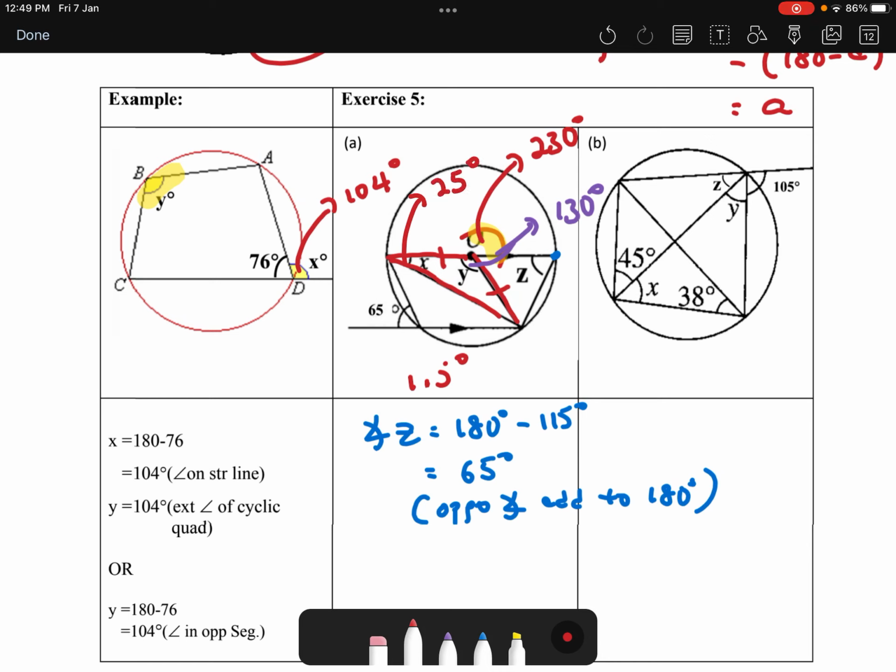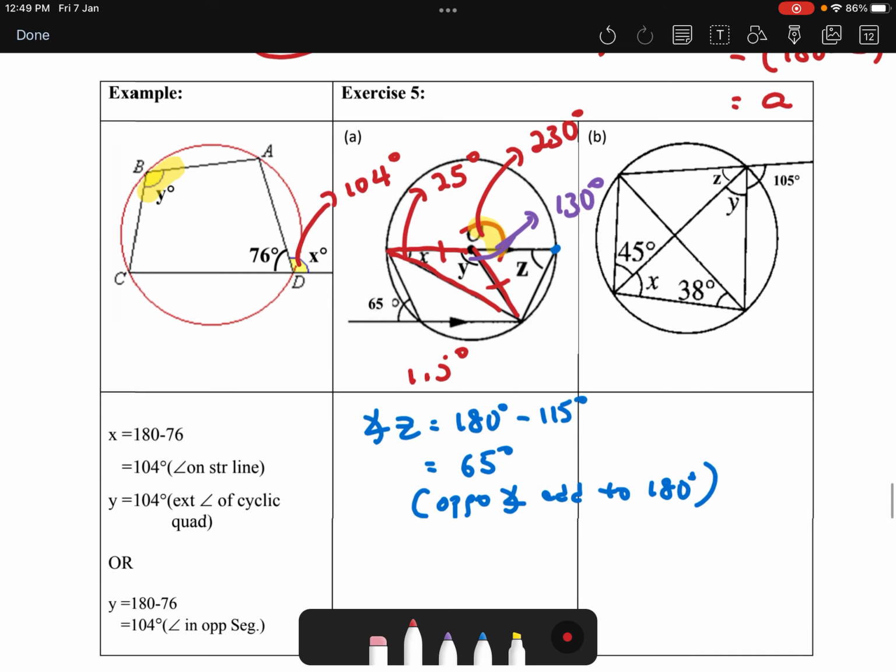Alright, so this is due to the angle in the isosceles triangle. Alright, now I go through exercise 5b. For exercise 5b, I need to find angle x, angle y, and angle z respectively. So let's do this together.